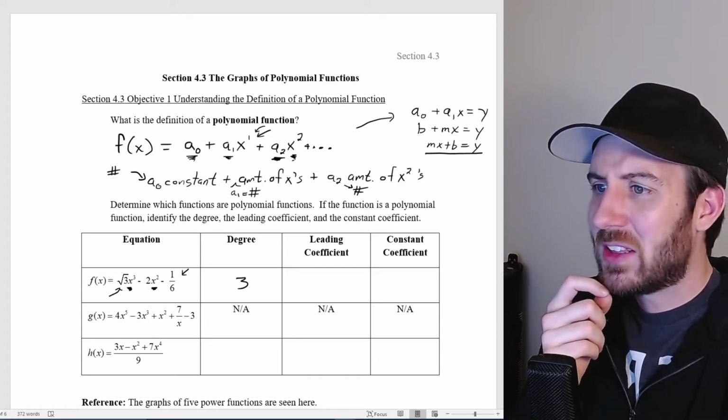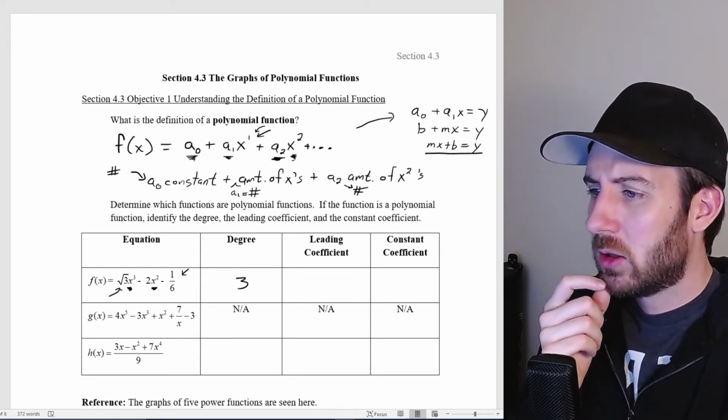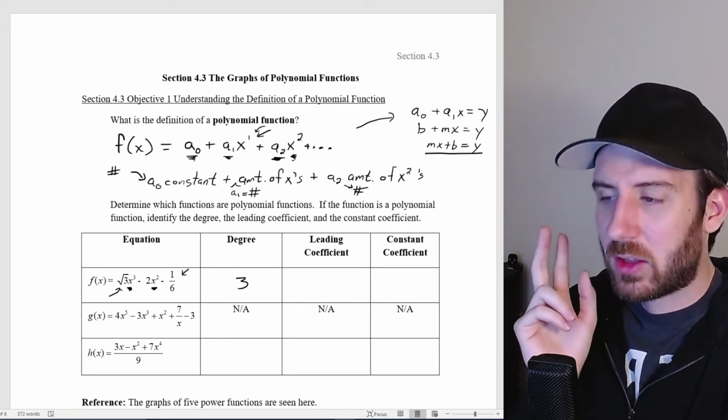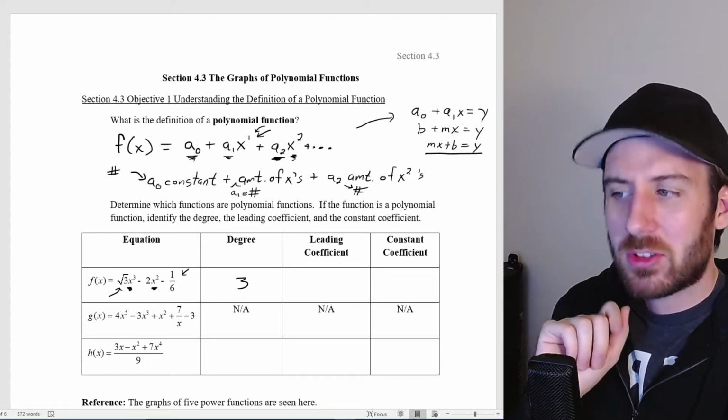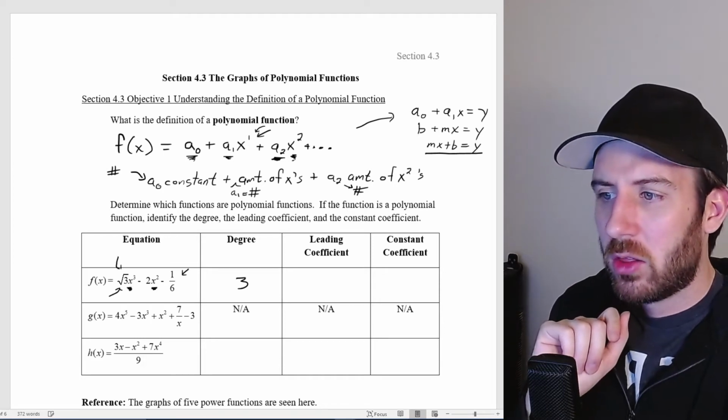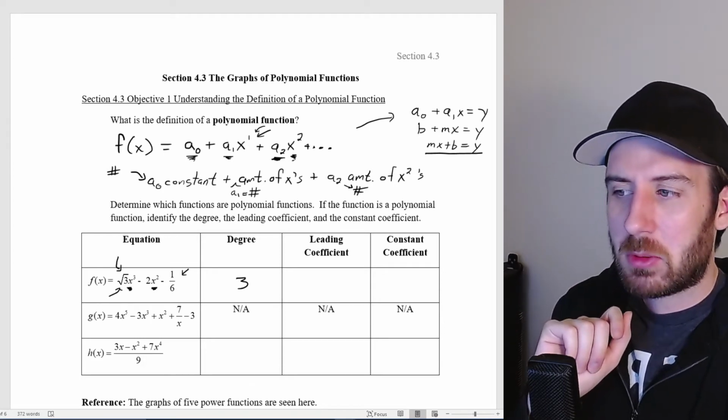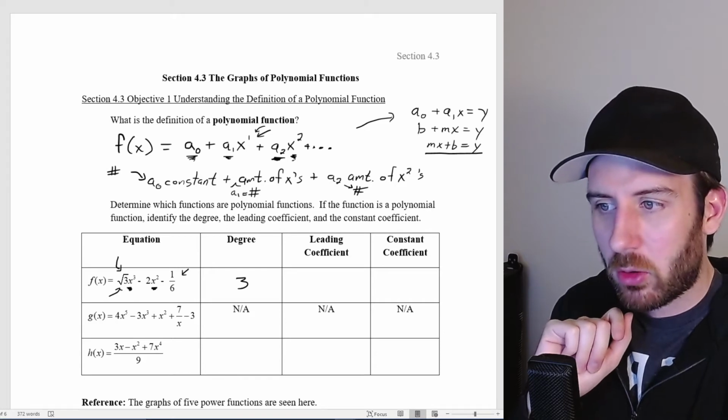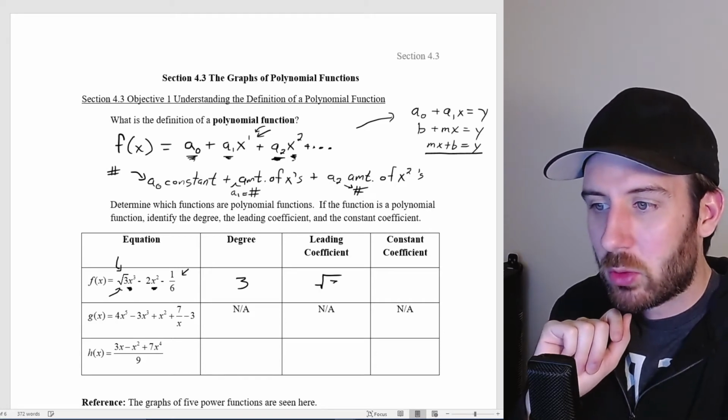Well, what's leading? Leading would probably not be just the thing in front, because we could always move these around, but it's going to be the thing that's attached to the degree. So this is going to be one of the most powerful numbers in this model. So the leading coefficient here would actually be root 3.